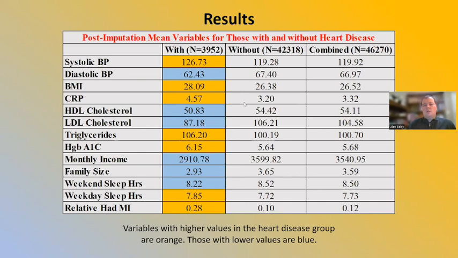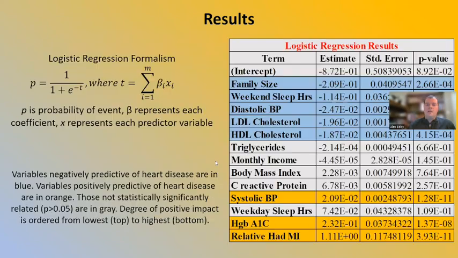There are a couple of oddballs here. We do see that diastolic blood pressure is lower in the group with heart disease, as is LDL cholesterol, and we'll touch on that in the conclusion. HDL is also lower in the group with heart disease, and monthly income is lower in the group with heart disease. Family size is also lower in the group with heart disease.